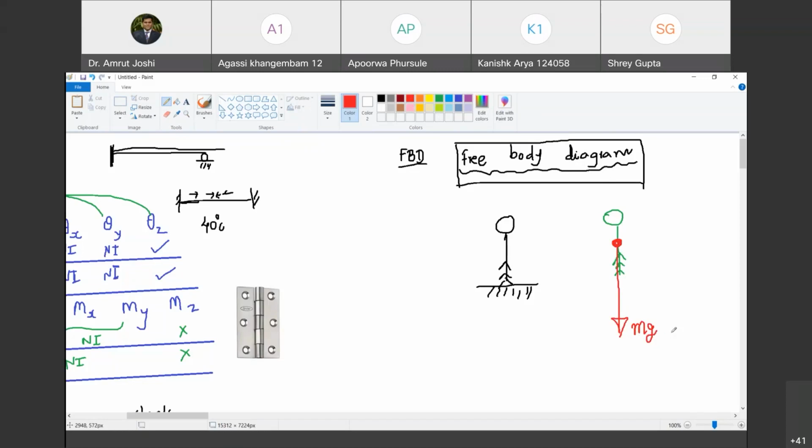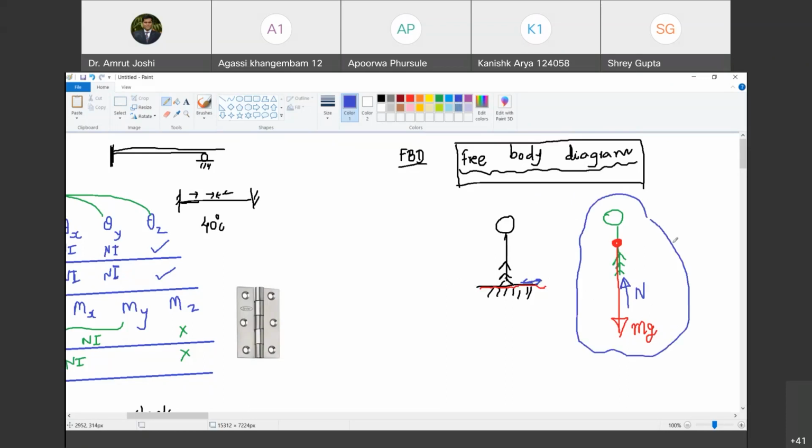Happy? Okay. What else is external to this person? The ground support. Are you with me? So I have freed the body from the support. I must show what the support must have been doing. If I assume the support to be frictionless, that means it cannot offer any reaction along the surfaces in contact, but it will be able to offer the normal reaction. Do you agree with me? So this diagram is called the free body diagram.